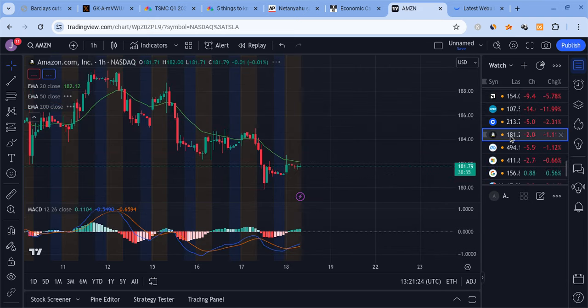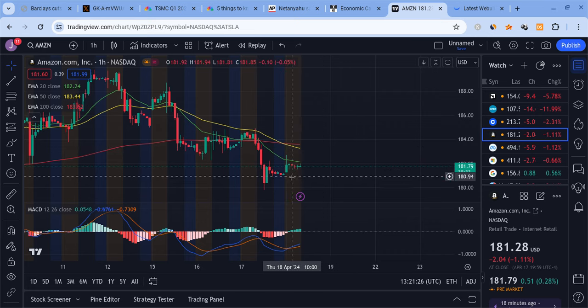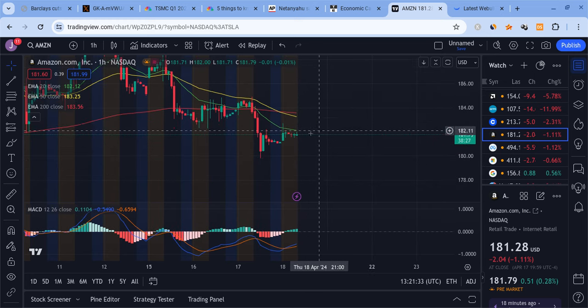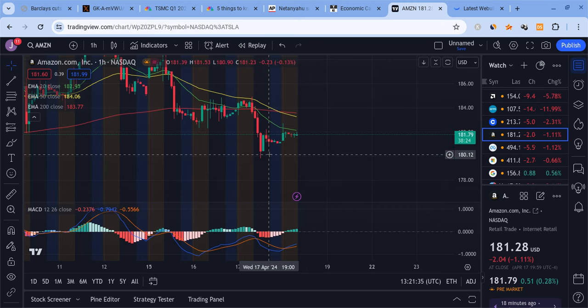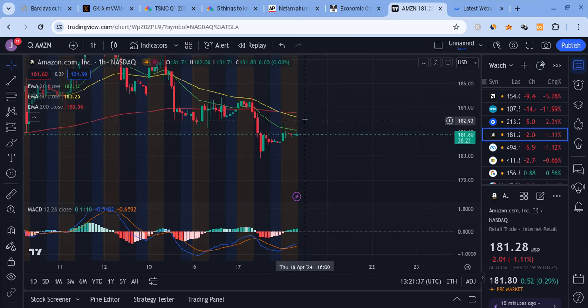For Amazon, we're looking a little bit decent. If we hold this 180 as the low, we could rebound to 184. If we end up losing 180, look for 178 and then a bounce. So either it bounces off 180 since we tested that yesterday, or we could bounce off 178 and then push back up to 184. So watch and see where that is.